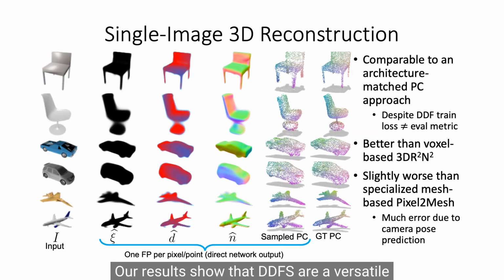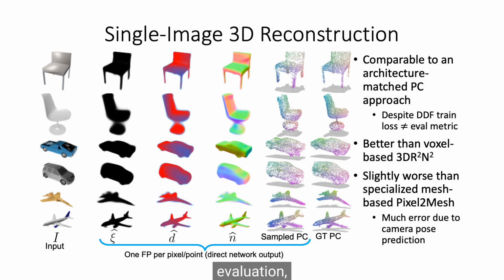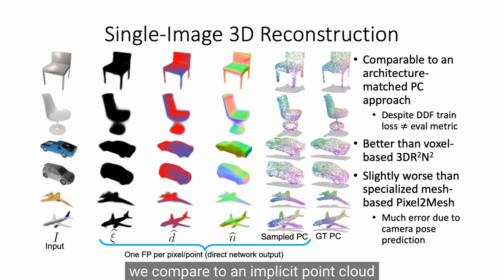Our results show that DDFs are a versatile and readily learnable representation, even without specialized architectures and when using a naive point cloud extraction technique for quantitative evaluation. We compare to an implicit point cloud approach, which uses an identical architecture except for input and output layer dimensionality, and obtain similar or better evaluation results, despite DDFs being a much richer representation.